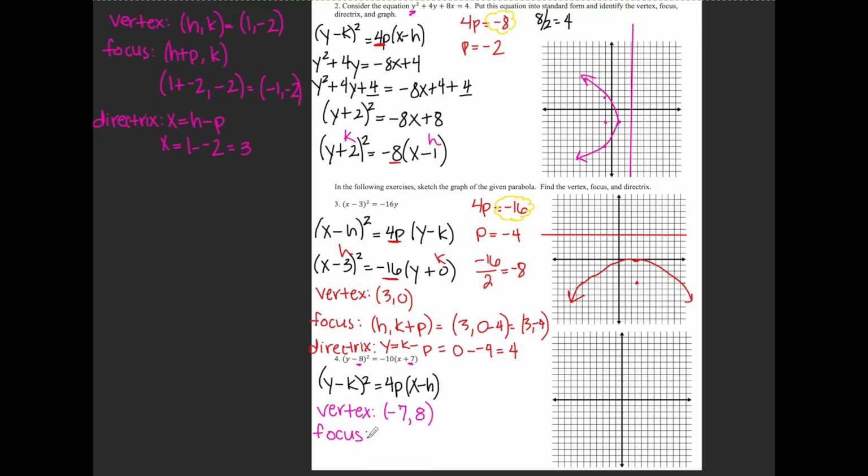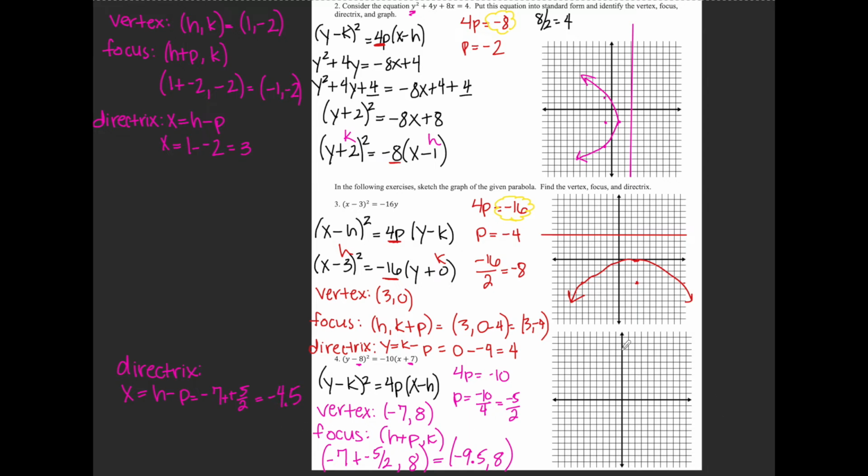The focus for this graph is (h + p, k). So I need to figure out p. I know that 4p is equal to −10. And I get p is −10 over 4, which reduces to −5/2. Yes, I'm going to have a fraction here. So for my focus, h is −7 plus p is −5/2, comma k is 8. When I add these 2 together, I really have a −7 plus a −2.5, which gives me −9.5. So I'm going to write that as a decimal, actually, (−9.5, 8). The directrix is x = h − p. H is −7, minus p is minus a negative 5/2. So this is going to be −7 plus 2.5, which gives me −4.5.